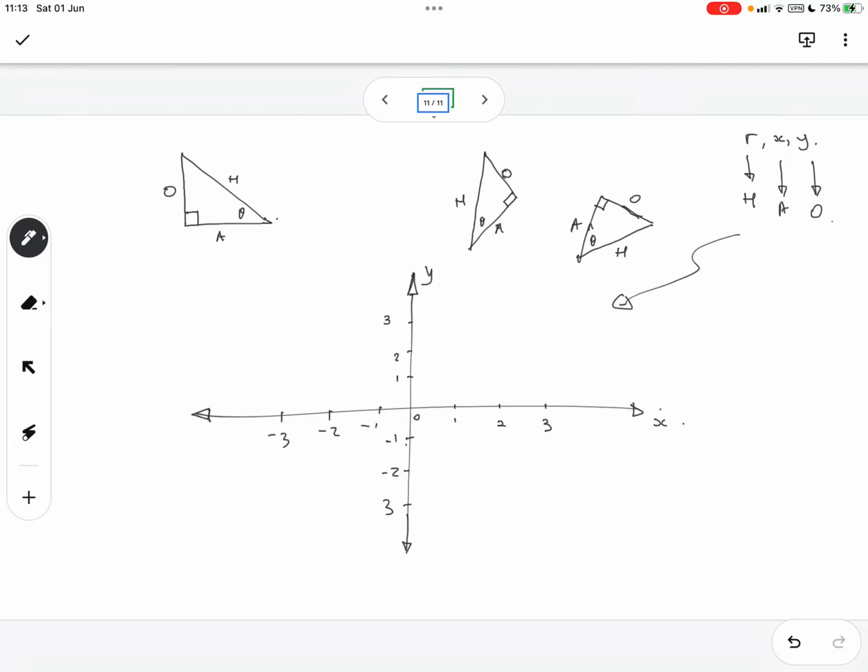But now when we plot on a Cartesian plane and then we draw a line from the origin to a certain point, let's say the point is P, (2, 3), right?